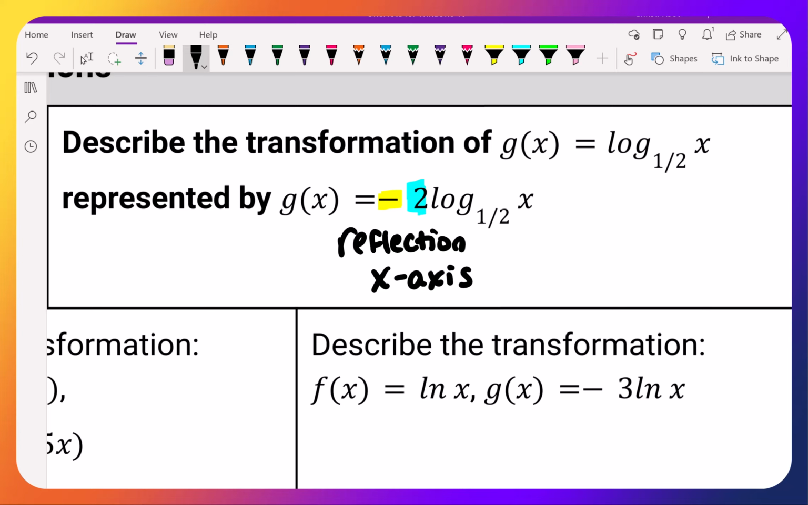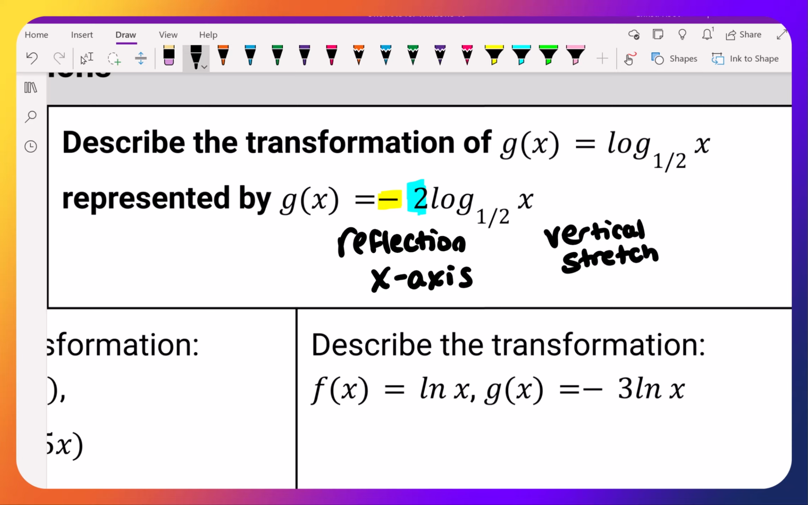Now, the second thing that I see is that 2. And that 2 has nothing to do with the reflection, okay? The 2 is going to stretch it vertically. So vertical stretch, and I know it's a stretch because it's greater than 1.